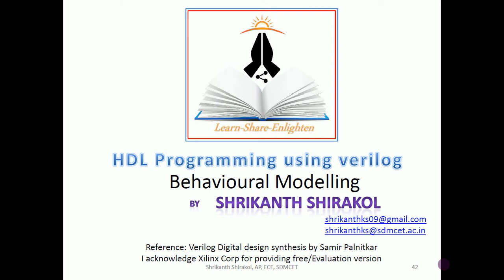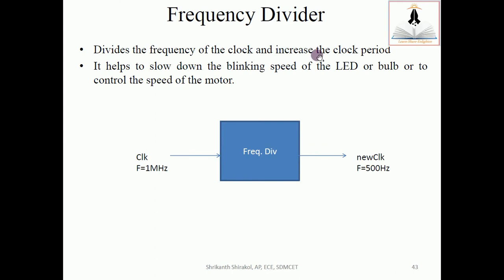In this session, we discuss a very important concept called frequency division of a clock, which is also called a clock divider. So we understand the frequency division in detail and we try to use it in the already written code. A frequency divider divides the frequency of the clock and increases the clock period. You know that frequency and time period are inversely proportional. If you divide the frequency, you in turn increase the clock period.